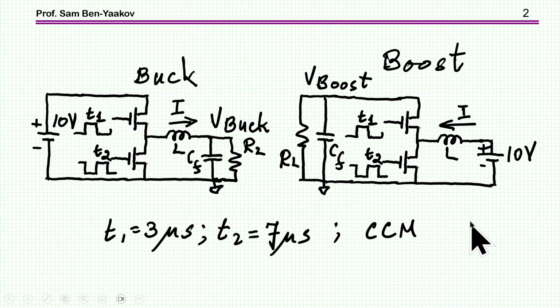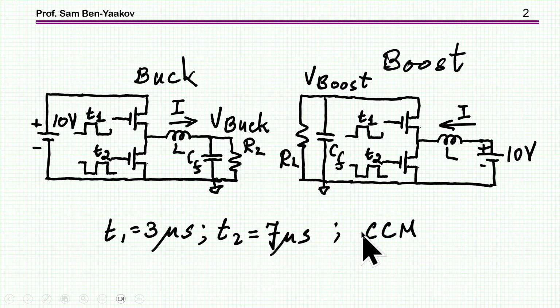This is to add a little bit to the confusion, because the duty cycle of the buck is usually related to this transistor. This will be T on, while for the boost, this timing will be called T on for the duty cycle. So I've just labeled it this way, and I'm giving this information about the actual duration, 3 microseconds for T1 and 7 microseconds for T2, and I'm assuming that they are running in continuous current mode.